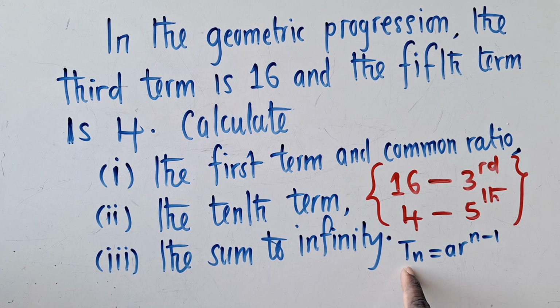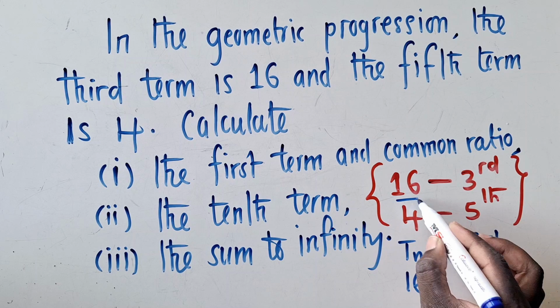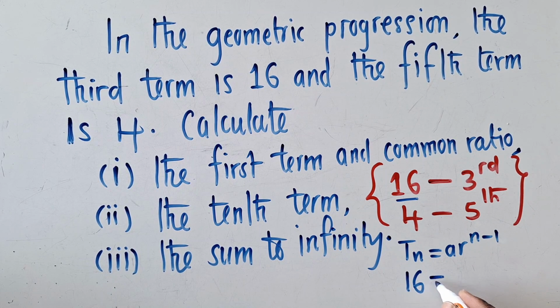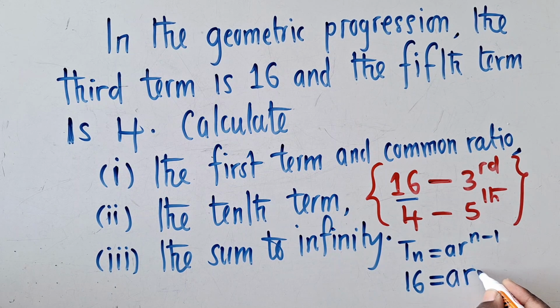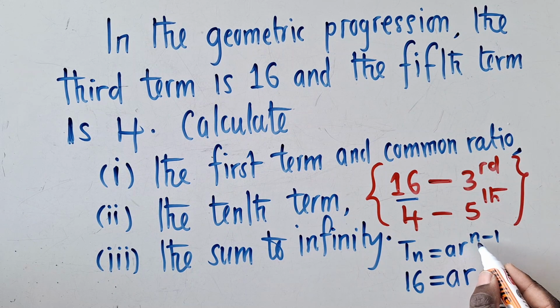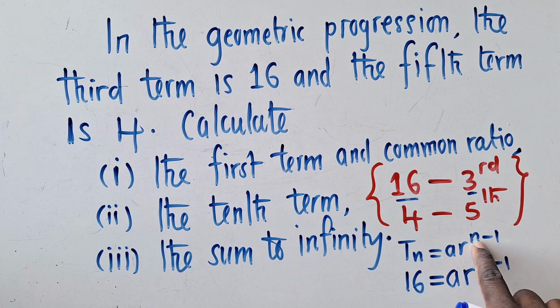Okay, so it's t subscript n is equal to a r power n minus 1. So now where there is t subscript n, we shall write 16, this 16. Okay, and then say equal to a, which is the first term and that's what we are looking for. r is the common ratio. But for n here, we'll put 3, which is the third here. So you can see this 16 is moving with third, and the third should be written here, the 3 here, the 16 right over here.